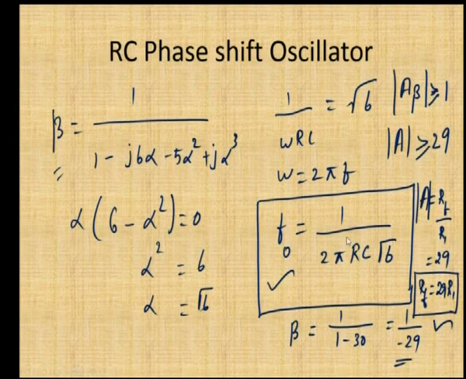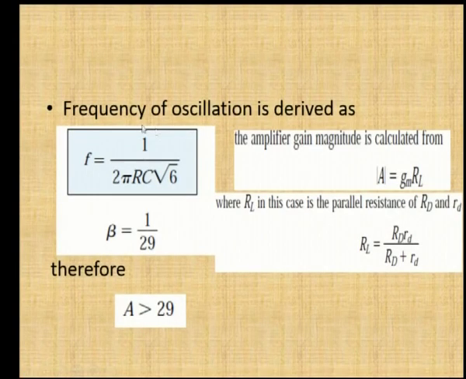At this point only we will be getting the sustained oscillation, and also the Barkhausen criteria is satisfied by this oscillator. So, here finally the frequency of oscillation is derived as f is equal to 1 by 2 pi RC root 6, and beta is derived as 1 by 29, and therefore, the gain of the amplifier must be greater than or equal to 29 to satisfy the Barkhausen criteria.